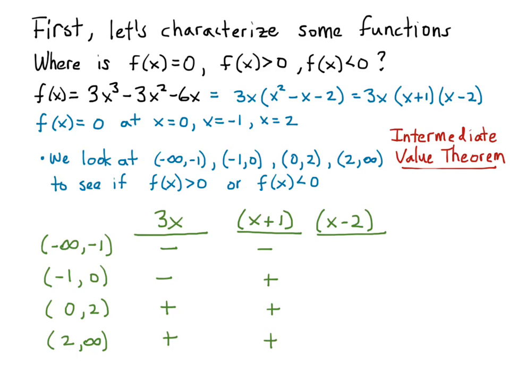Okay, so then let's look at x minus 2. At x minus 2, anything below 2 is going to be negative. So this is below 2, so this is going to be negative here, right? Because if we put a 1 in here, we get 1 minus 2, which is negative 1. And so the only time this is going to be positive is if x is above 2.